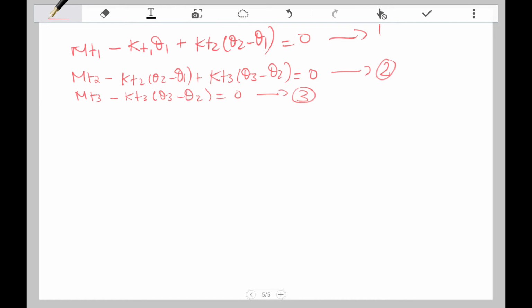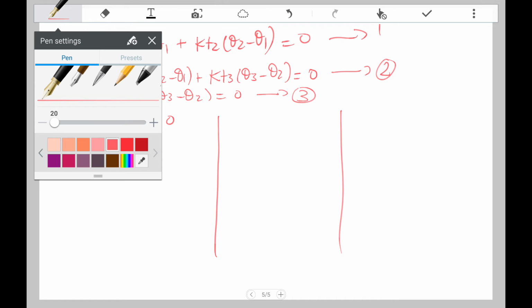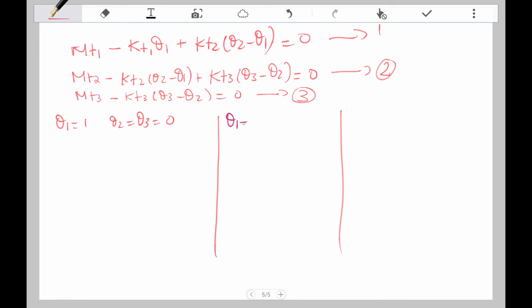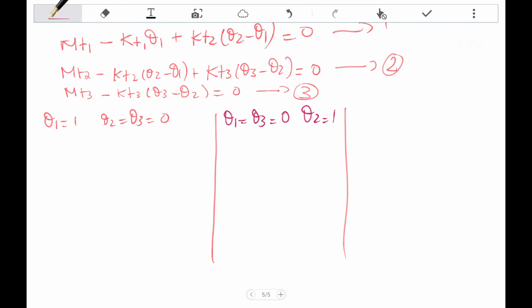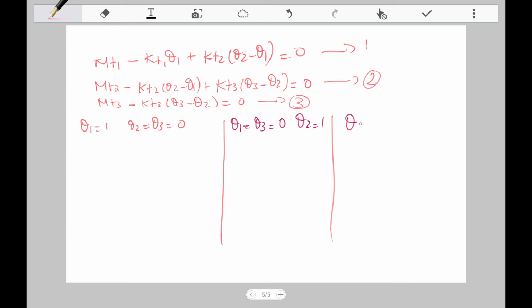Okay, so let's divide this here into 3 columns. I'm going to say theta 1 equals 1, and theta 2 equals theta 3 equals 0. Then let's say theta 1 equals theta 3 equals 0, and theta 2 is equal to 1. That's what I meant by rotating. Basically, it's like circulating the 1 there. So theta 1 equals theta 2 equals 0, and theta 3 equals 1.